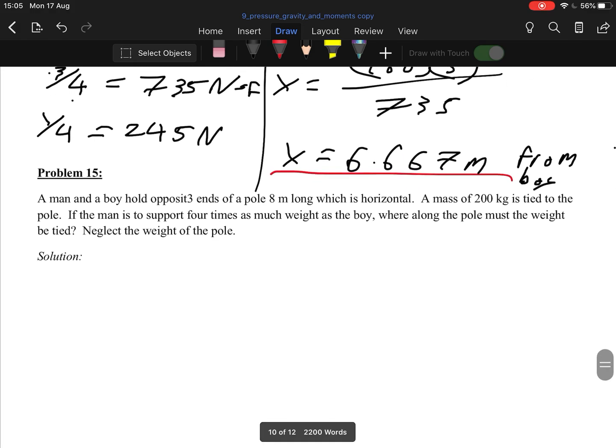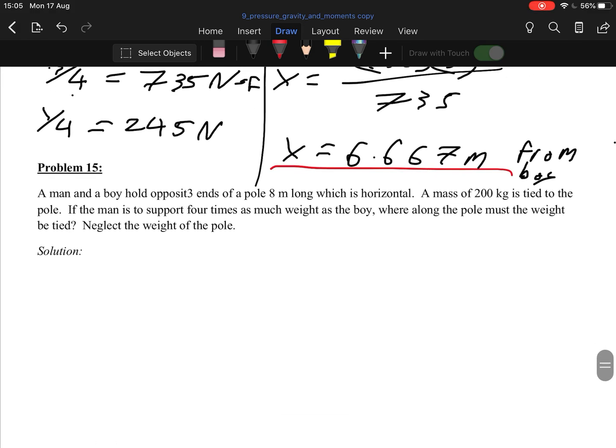Now the last bit here: a man and a boy hold opposite ends of a pole, 8 meters in length. So basically, very similar to that one that we just did.